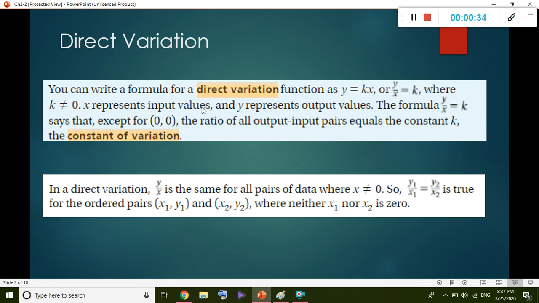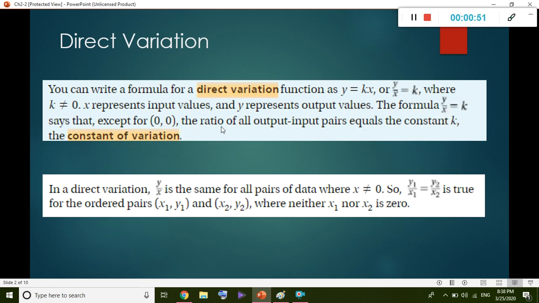x represents the input values, as we learned yesterday, and y represents the output values. The formula y over x equals k says that, except for (0, 0), the ratio of all output-input pairs is equal to the constant k, the constant of variation.